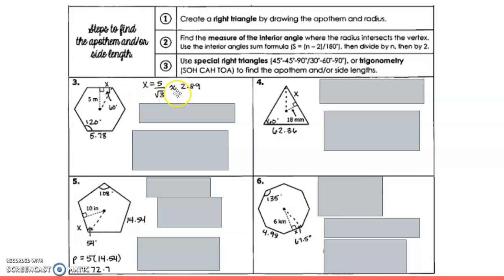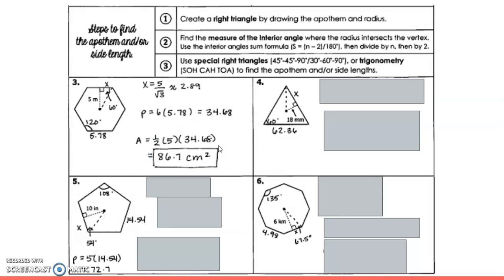Now, typically we write this as a rationalized fraction, but in this case, we are going to do a decimal approximation since we're finding our area. So the decimal approximation for x is 2.89. That is just half of our side length. So in order to find the entire thing, we are going to double that, which is why we have 5.78 written down here. Once we have 5.78 for our side, we can find our perimeter. And now that we have our perimeter, we can use the apothem and the perimeter to find the area of the entire polygon.